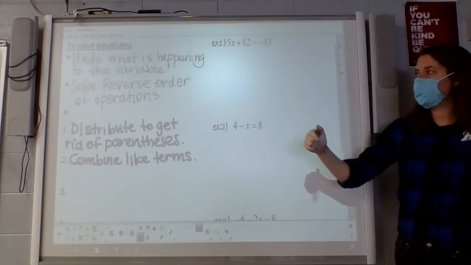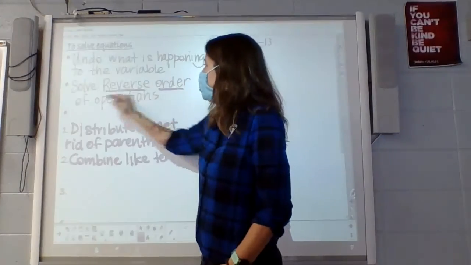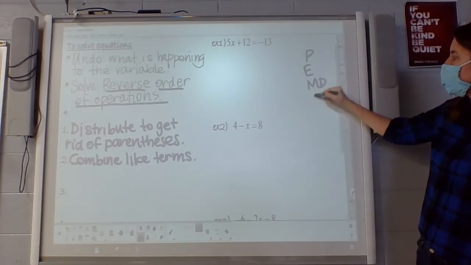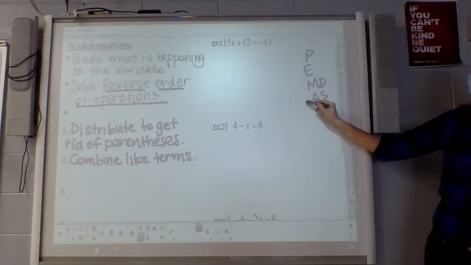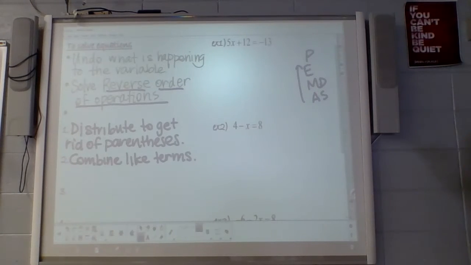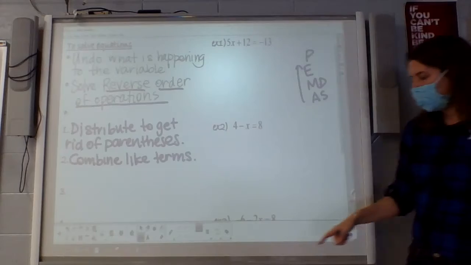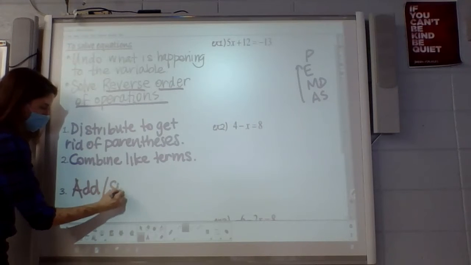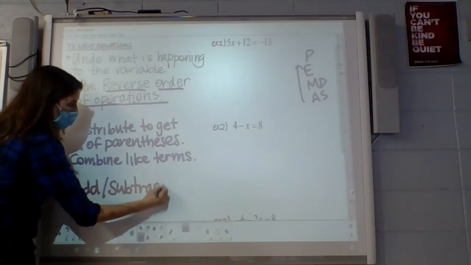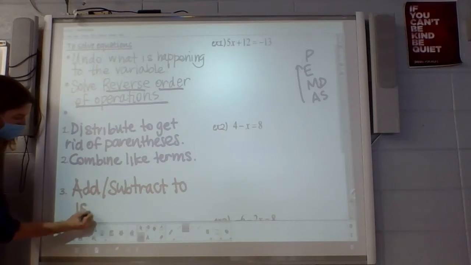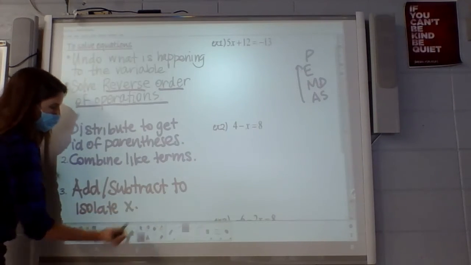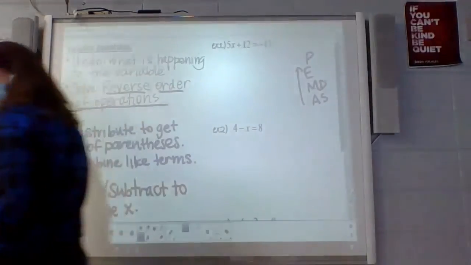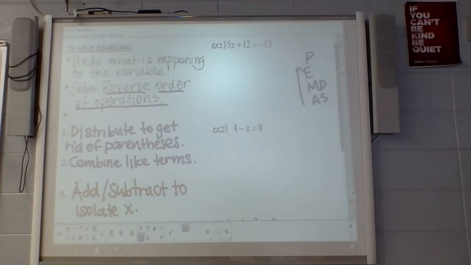All right, so now we're ready to do the reverse order of operations. So, we're talking about PEMDAS. I'm actually going to start with addition and subtraction and kind of work my way backwards. So we're going to add or subtract first. Subtract to isolate our x. We're going to talk about that in example 1 here. So write that step down and then we'll talk about what we need to do there.